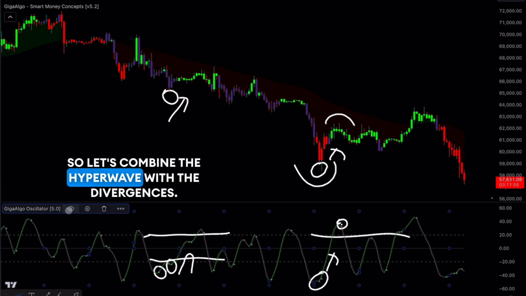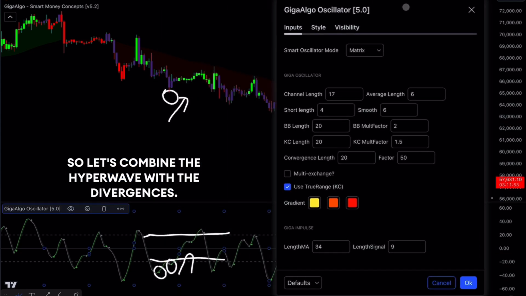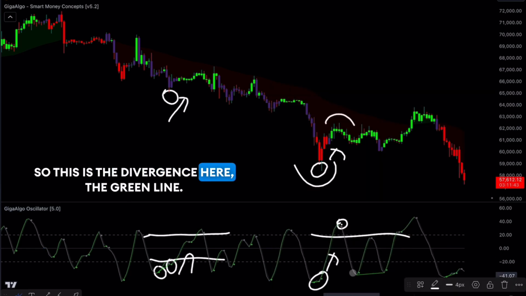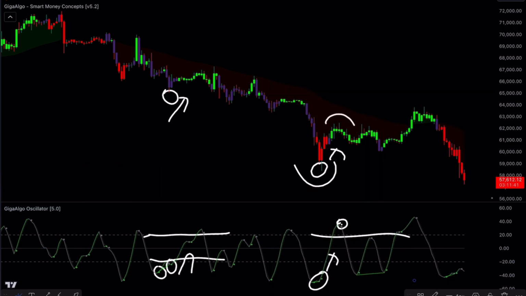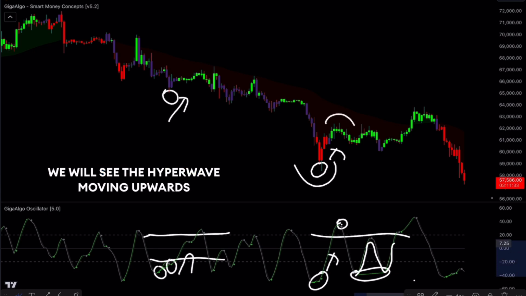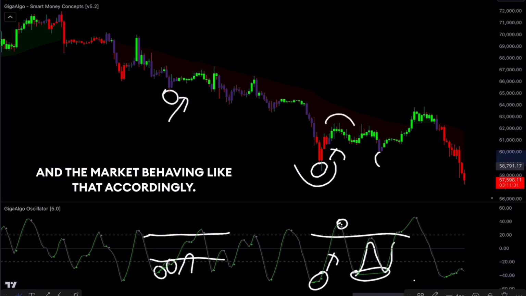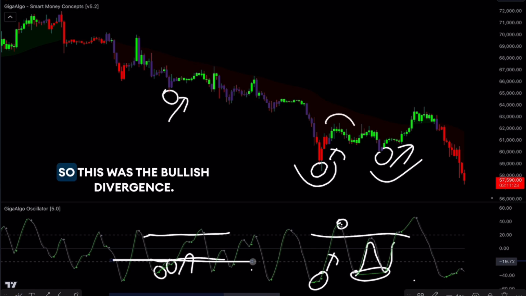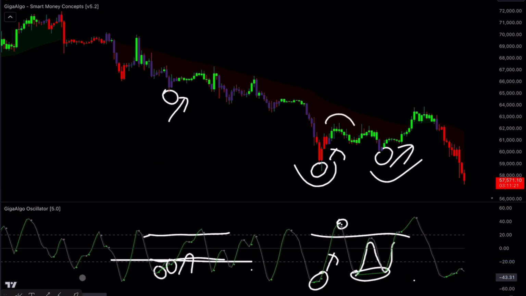So let's combine the hyperwave with the divergences. So now we will see divergence. So this is the divergence here, the green line. Once we have the divergence, we will see the hyperwave moving upwards and the market behaving accordingly. So this was the bullish divergence.